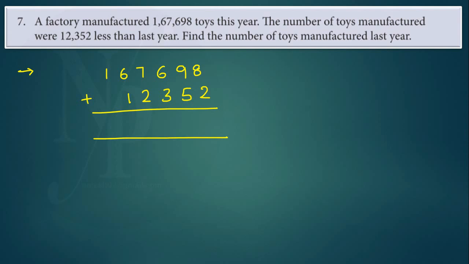8 plus 2 is 10, 9 plus 1 is 10, 10 plus 5 is 15, 6 plus 1 is 7, 7 plus 3 is 10, 7 plus 1 is 8, 8 plus 2 is 10, 6 plus 1 is 7, 7 plus 1 is 8, 1 is brought down as it is. So the total number of toys manufactured last year was 1,80,050. This was the total number of toys manufactured last year.